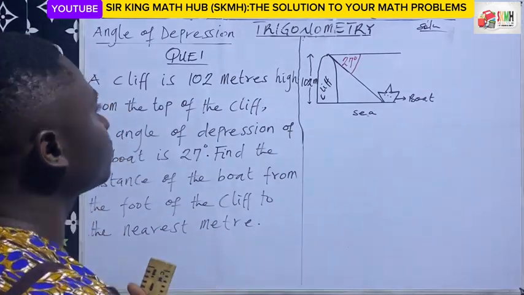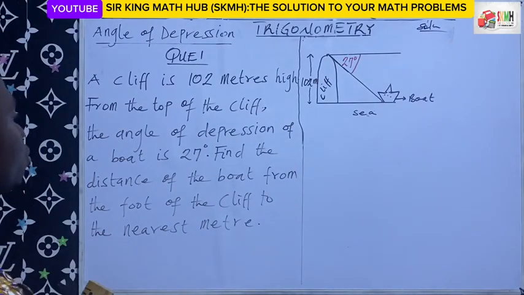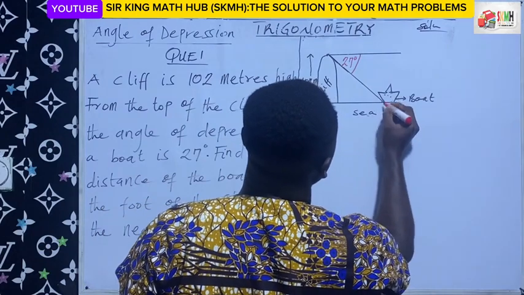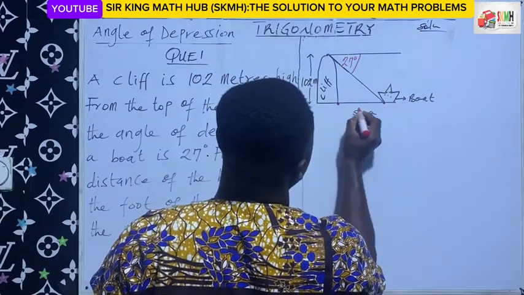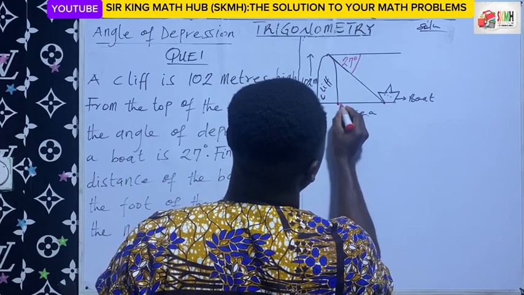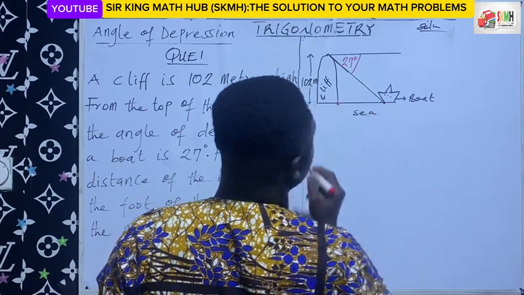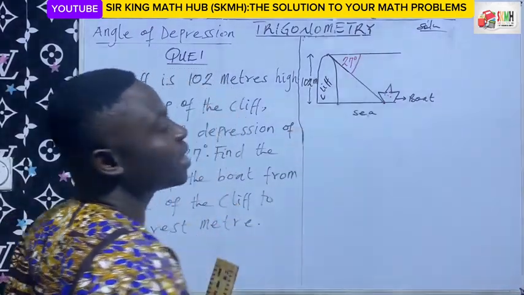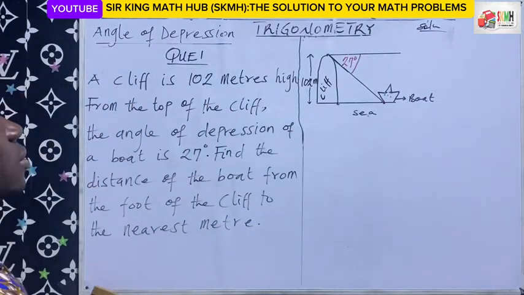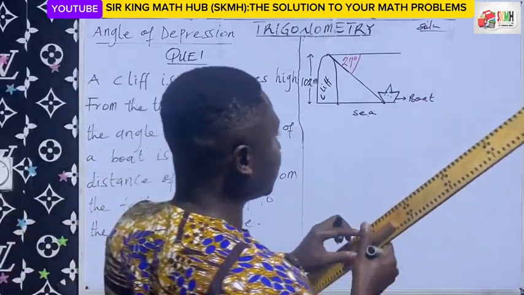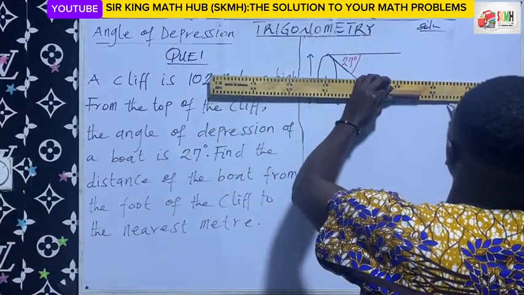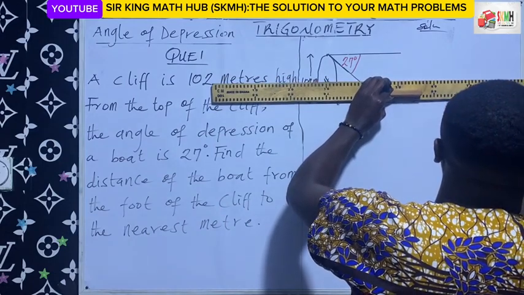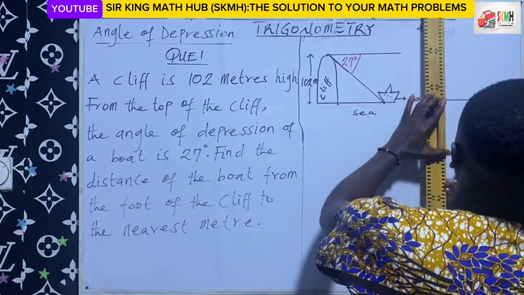So now, what are we supposed to do? We have to find the distance of the boat from the foot of this cliff. This distance is what we have to look for. Clearly, we can transform this diagram into a right angle triangle. So let's quickly do that. This is our sea level.